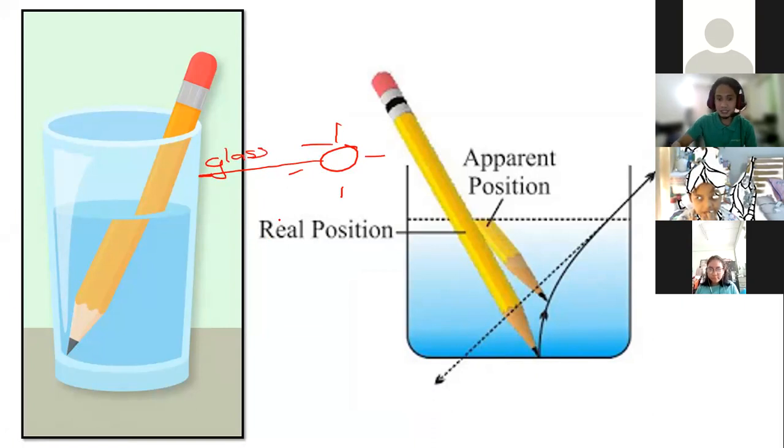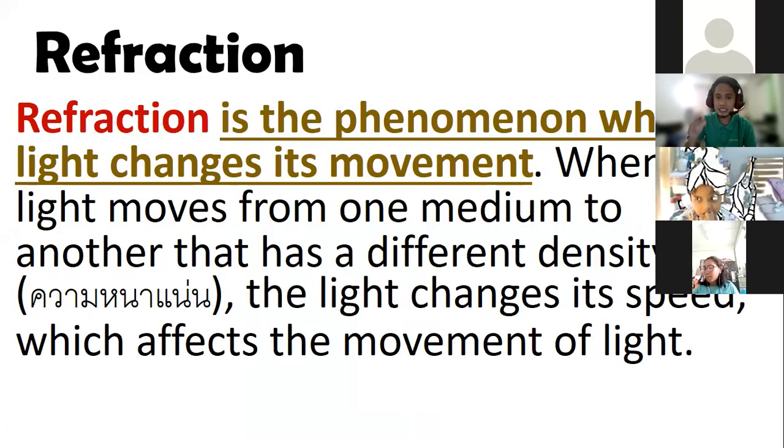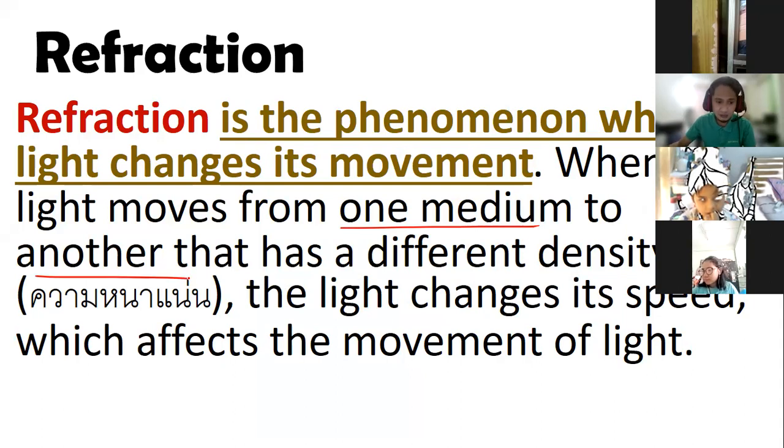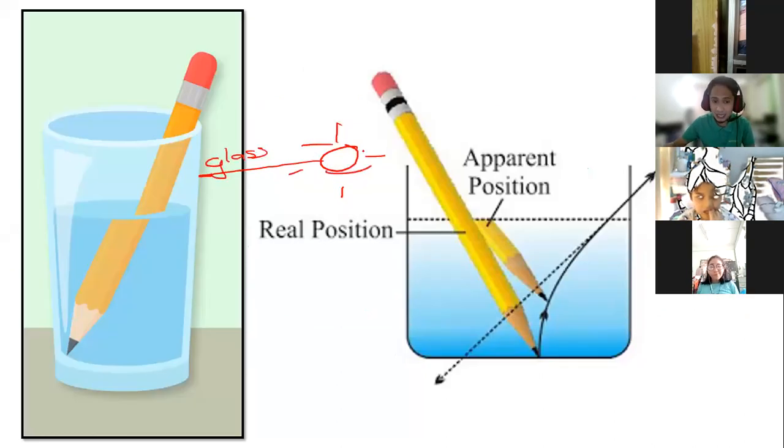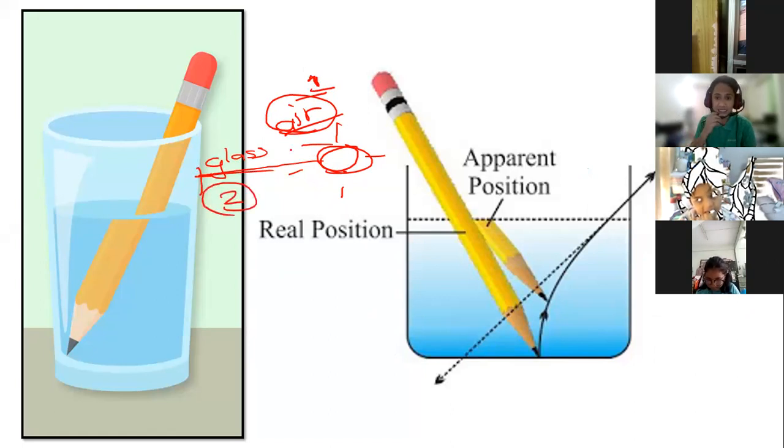It says here, refraction is the phenomenon where light changes its direction, its movement, when light moves from one medium to another that has different density. Here, the light travels from the air. That's number one, the first medium. Number two goes to the glass. How many mediums do we have? Two. It travels in the air, and then the light travels going to the glass.